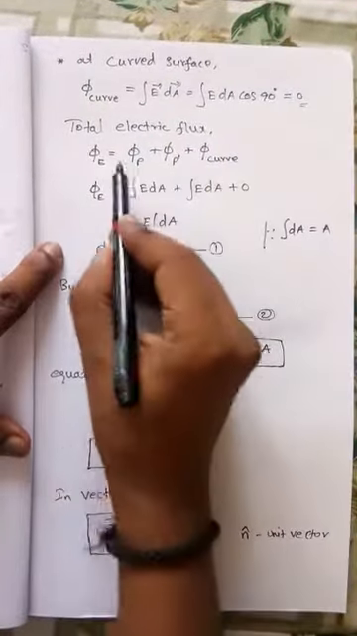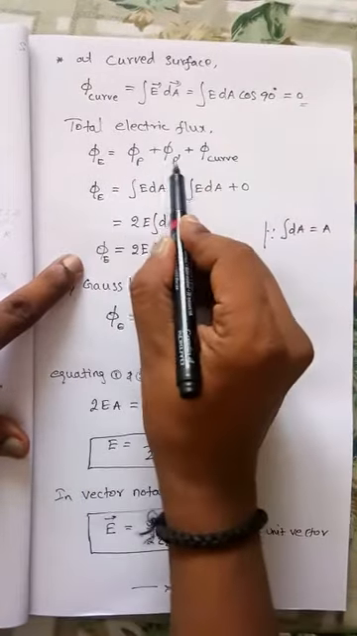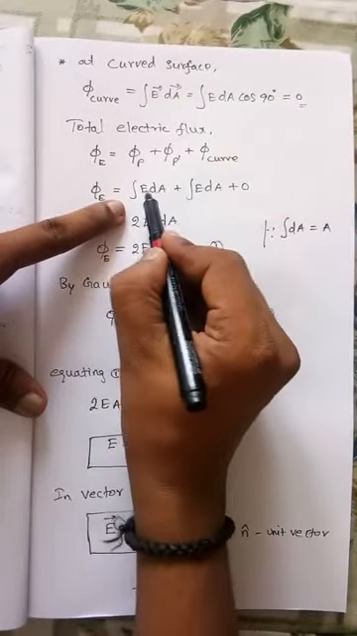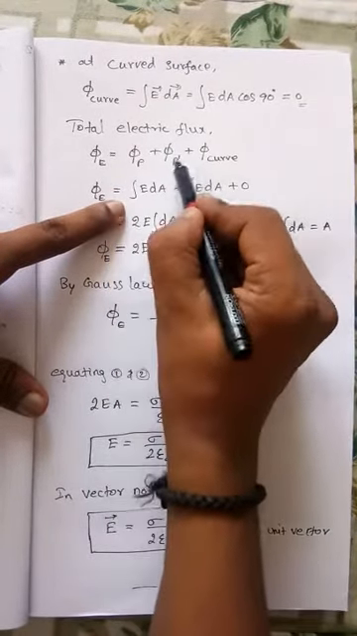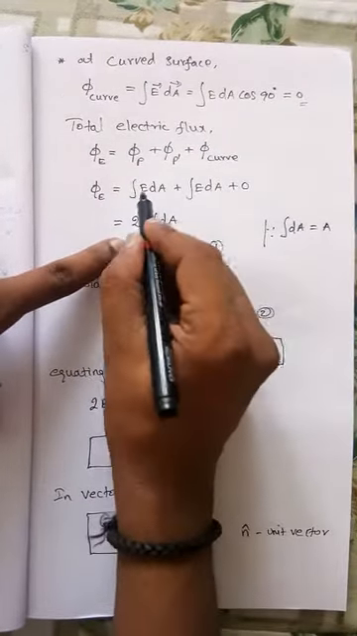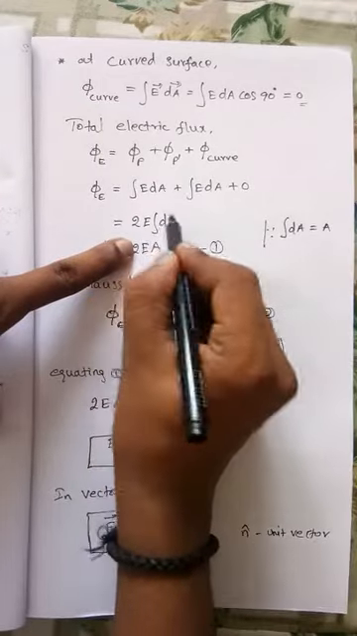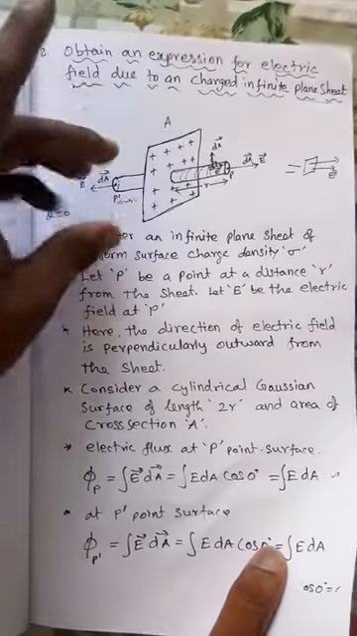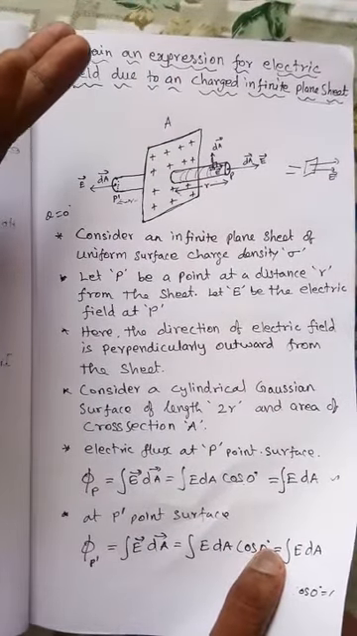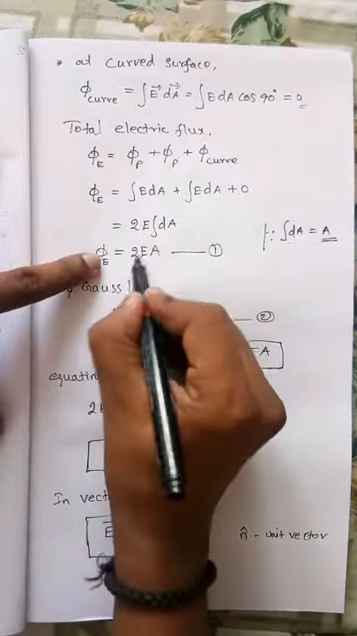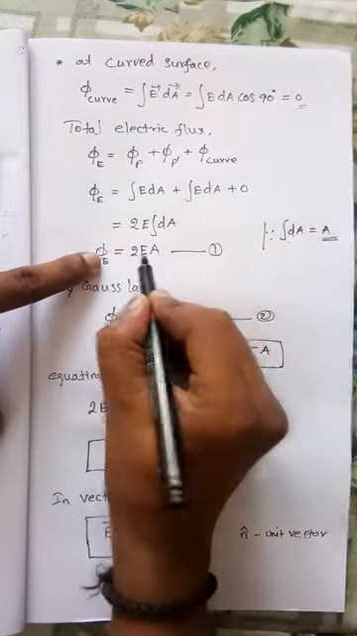So the total flux we want to calculate: the flux at the P point, the flux at the P dash point, and the flux at the curved surface. So E dA at P, and E dA at P dash, but the curved value is 0. So E dA plus E dA is nothing but 2 E dA. E is a constant, so take it outside. 2E integration of dA is A only. A is the area of the sheet. Generally it may be a rectangular surface, a square or a triangle shape; anything can come, so generally we take area A. So 2E into A, that is 2EA.